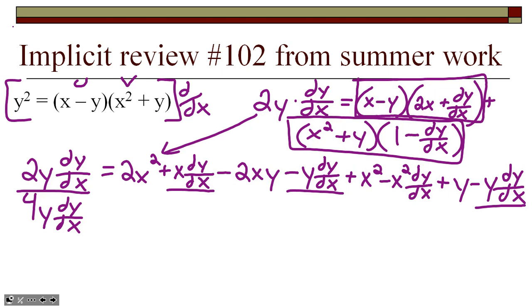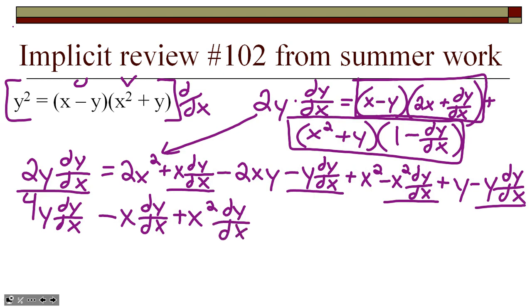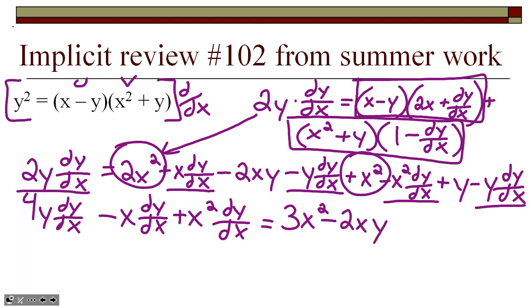So this term I'm going to subtract over, minus x dy dx. And then this term I'm going to add over. And then everything else stays on the other side. So we have our 2x squared plus x squared. We can actually combine these two into one term to get 3x squared. And we've got our minus 2xy. And then we have our plus y.